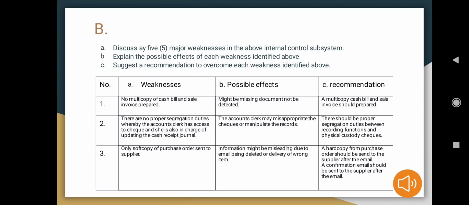The next weakness is only a soft copy of the purchase order is sent to the supplier. So information might be misleading due to the email being deleted, or delivery of the wrong item. So the recommendation is a hard copy of the purchase order should be sent to the supplier. A confirmation email should be sent to the supplier after the email.